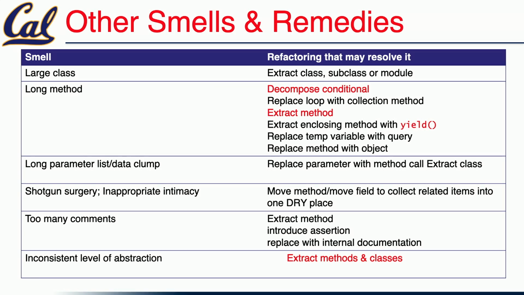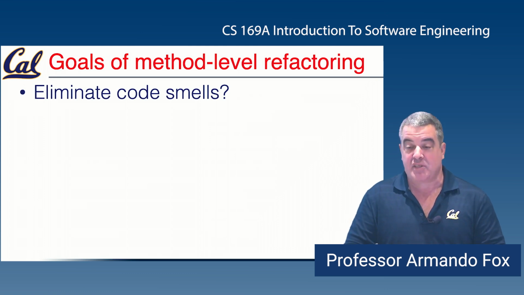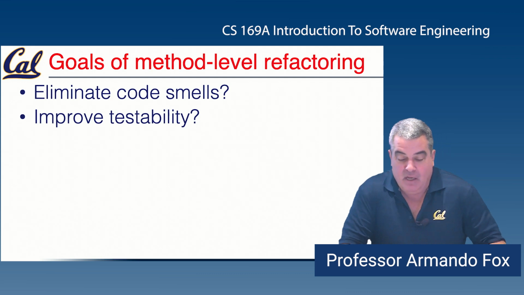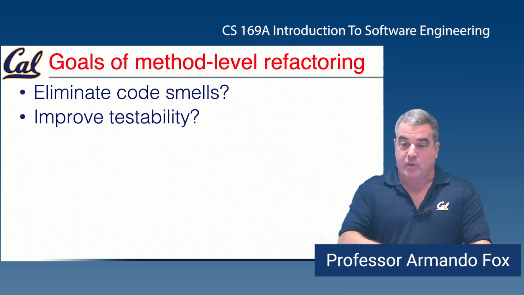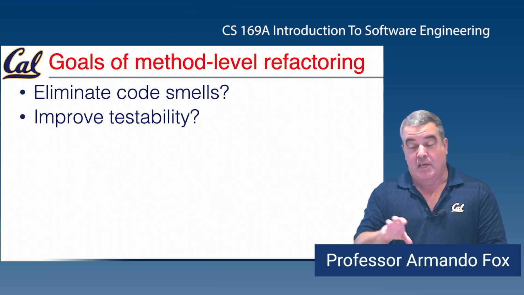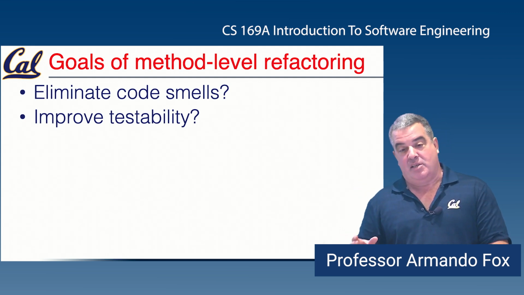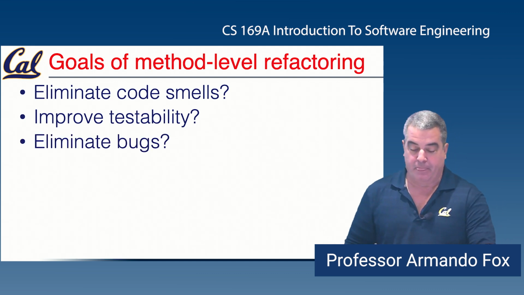So what are the goals of method level refactoring if we take a step back? Is it to eliminate code smells? Absolutely. Code smells get in the way of programmers understanding the intention of your code, and that makes it harder for them to modify. Improving testability? I would think so. Imagine some of the things that we were testing when we tested our helper methods. It would have been very awkward at best to try to test those behaviors when they were still buried inside that top-level function.